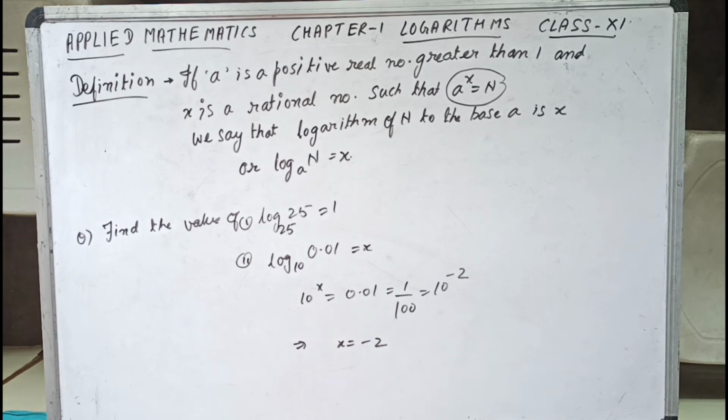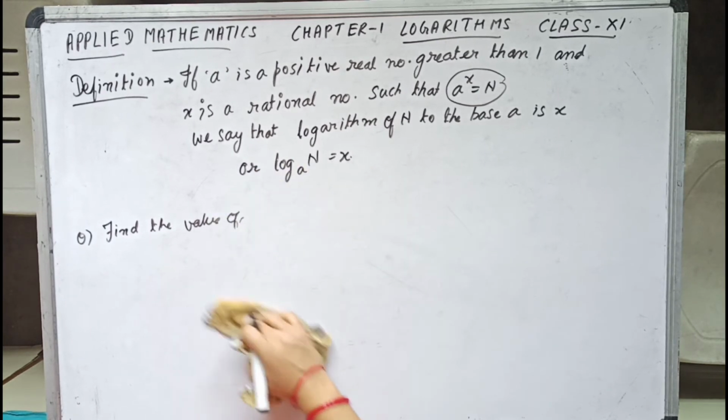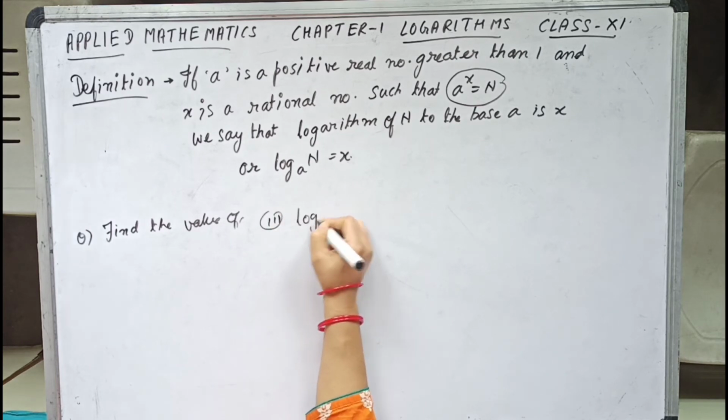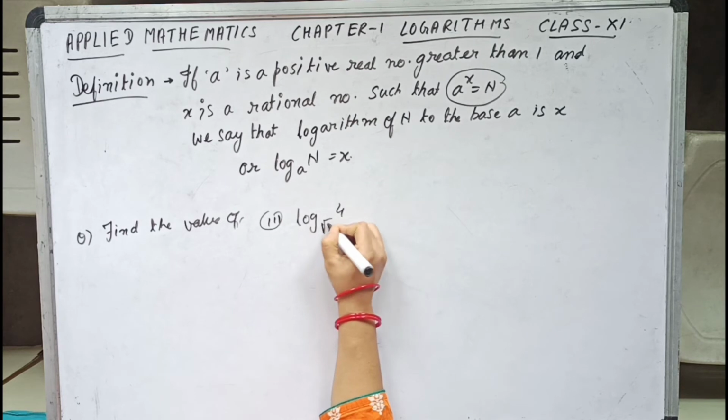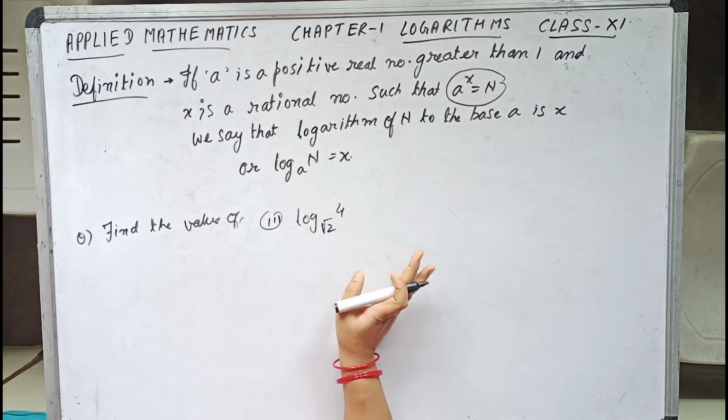Similarly, let us do one or two more examples. Suppose over here, the third example, I am writing log of 4 and the base is root 2. This value we have to take out without the help of the logarithmic table.